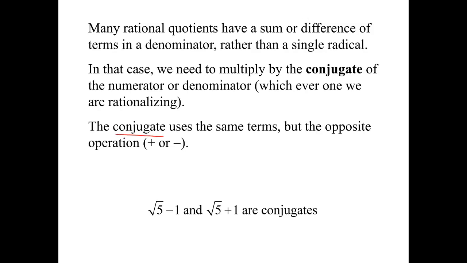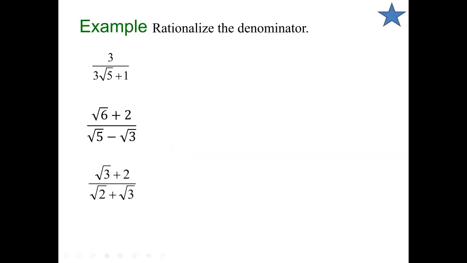Remember yesterday I talked about the conjugate special product. The radical went away when we multiplied conjugate expressions. The numbers are the same terms, but opposite operation. So we have the square root of 5 minus 1, and its conjugate would be the square root of 5 plus 1. That didn't change. That didn't change. The only thing that changed was the plus sign and the minus sign. And that was it. So when we multiply by conjugates, it gets rid of the radical in the denominator, allowing us to rationalize.